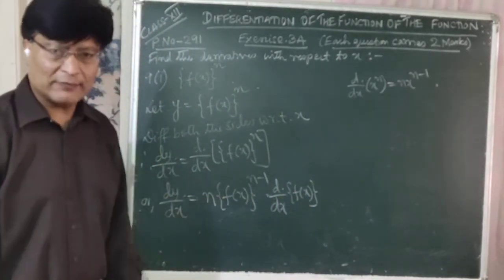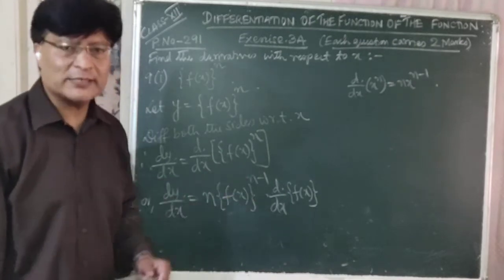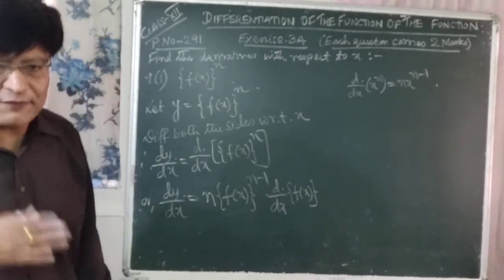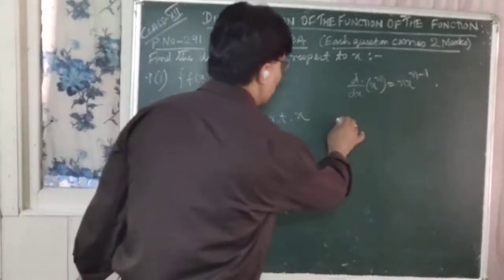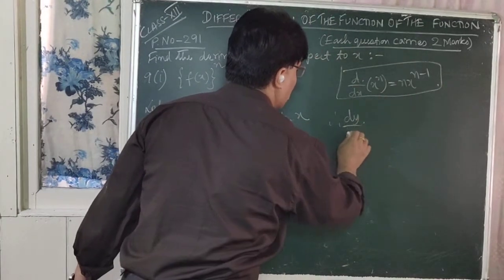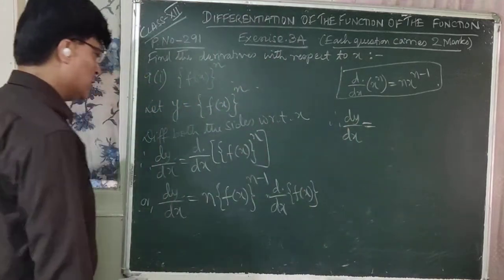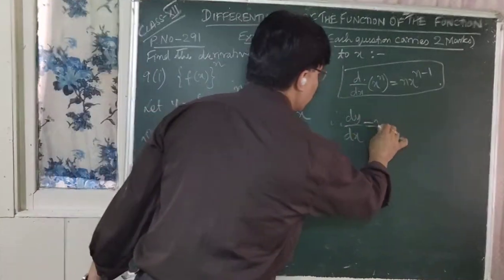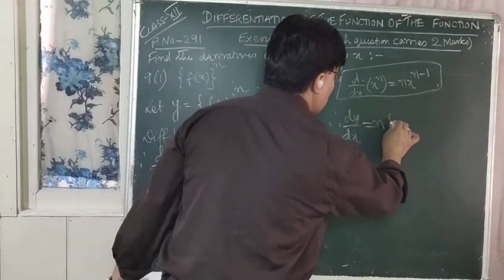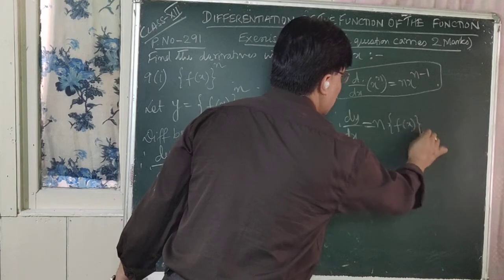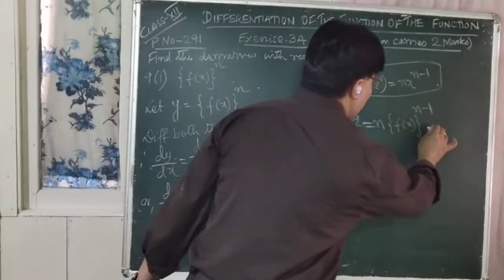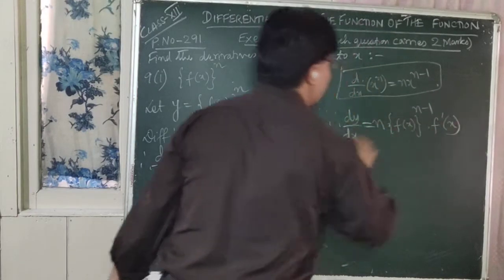We have done it in class 11, right? What is dy/dx of f of x? It is f dash of x. What is the differentiation of f dash of x? It is f double dash of x, right? So therefore dy/dx is equal to n into, you cannot simplify this function further, keep it as it is, [f(x)]^(n-1) into, what is dy/dx of f of x? It is f dash of x.